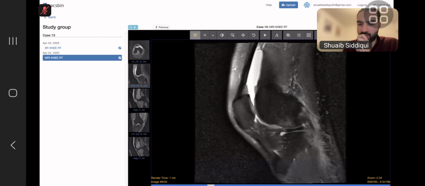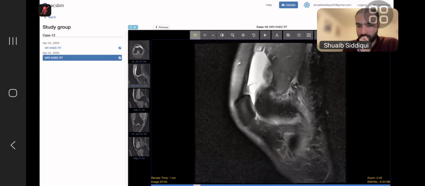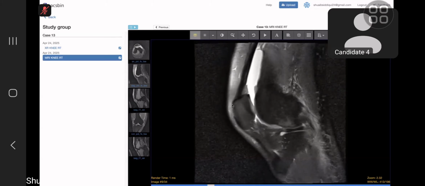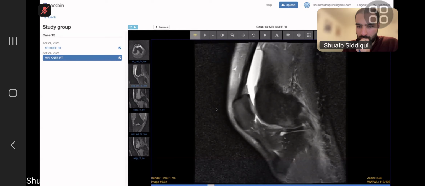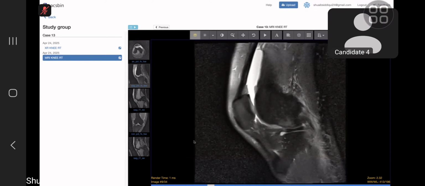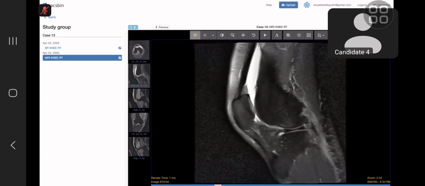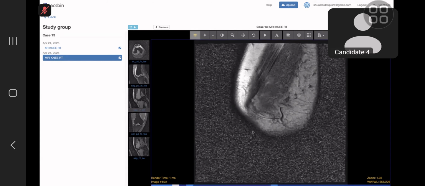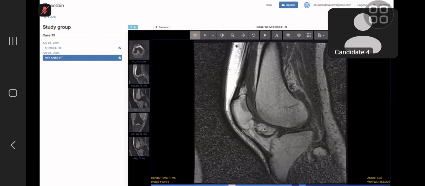Would you like to look at any of the other sequences or views? I'm looking. There is evidence of bony contusion. There is a kissing bony contusion, which is also suggestive of ACL injury. And I would also like to see the T1 weighted images to look for any other bony fracture associated with trauma.